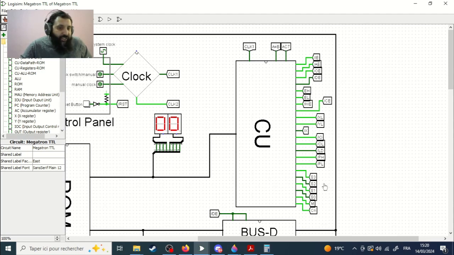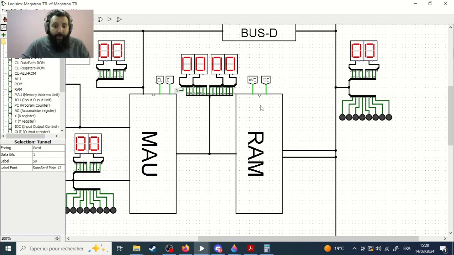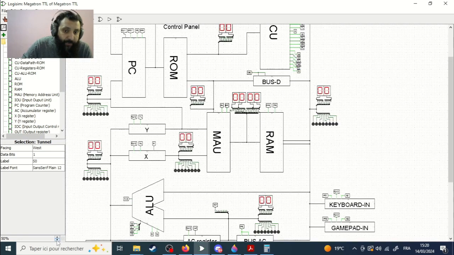And for each instruction, multiple control signals are fired. Fired means they are output. We have many signals: 1, 2, 3, up to 22. We have 22 signals. Those signals are used to control the overall data path.